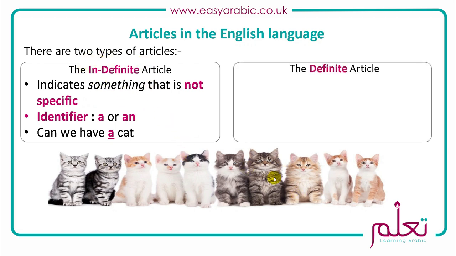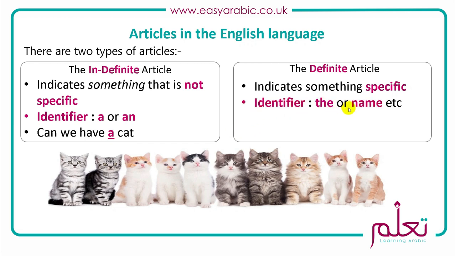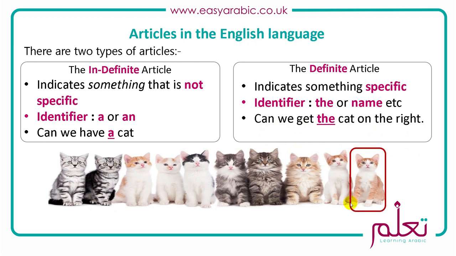Then we have the definite article, and that indicates something specific. And the identifier that is used is the. Okay, and then we have, can we have the cat on the right? So here we are being very specific about which cat we want. So here this would be considered as a definite article.